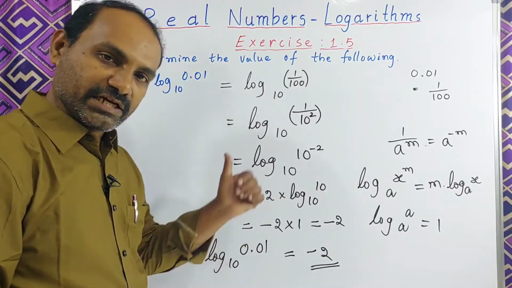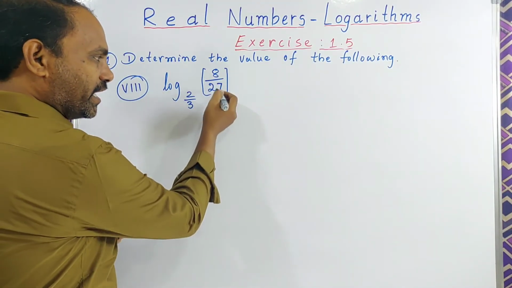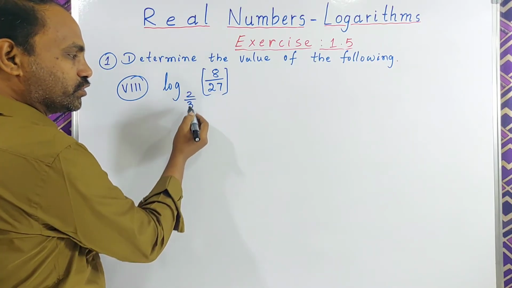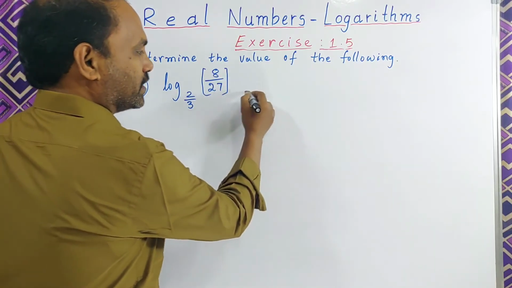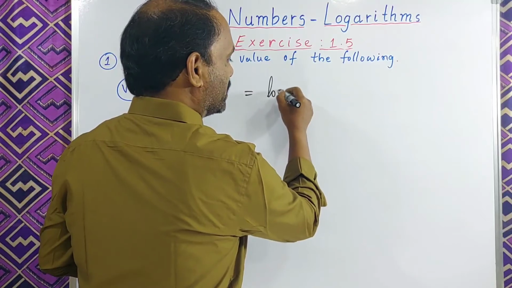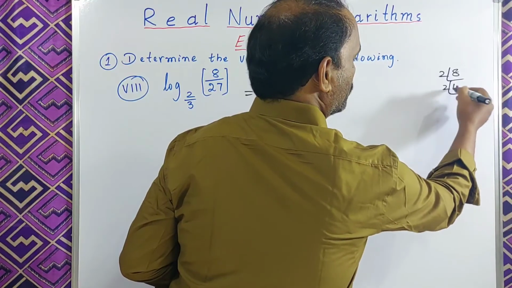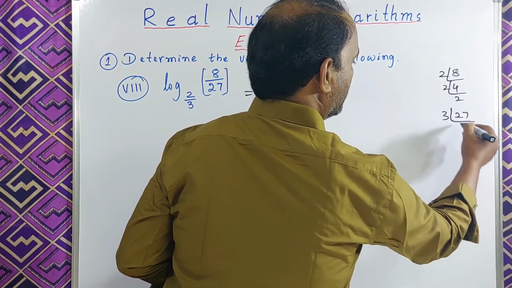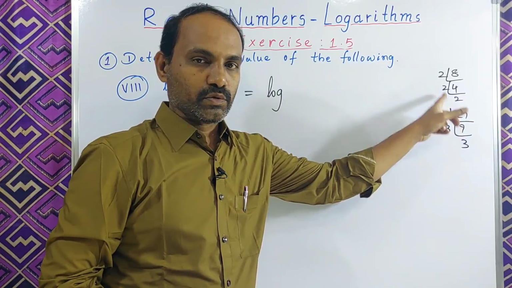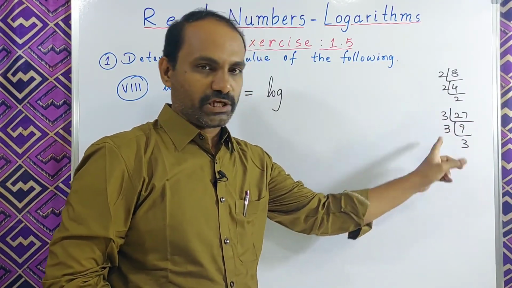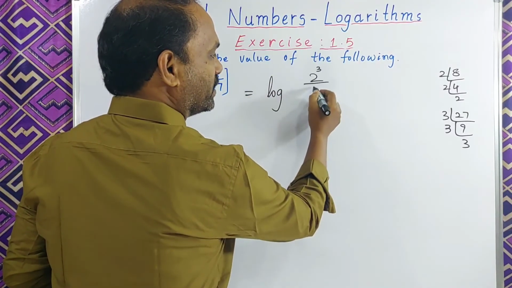Okay, let us check the next question. Yes, the next question, the 8th question in Roman 1, log 8 by 27 to the base 2 by 3. Now 8 by 27, these two are composite numbers. Let us write them in exponential form. Log 8: 2 4s are 8, 2 2s are 4. 27: 3 9s are 27, 3 3s are 9. We can write 8 as 2 cube, and 27 can be written as 3 cube. 2 cube by 3 cube.